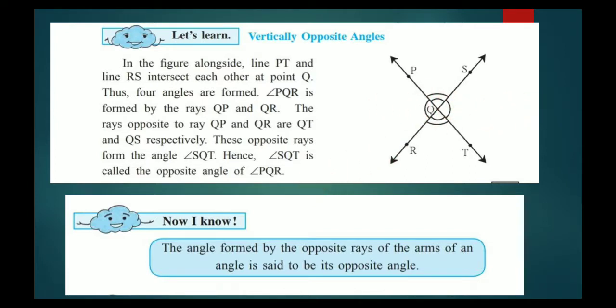So let us see what we have learned now about vertically opposite angles. The angles are formed by opposite rays. This one ray is going in one direction, and this is going in the other direction. Angles formed by opposite rays, the arms of an angle, are said to be vertically opposite angles.